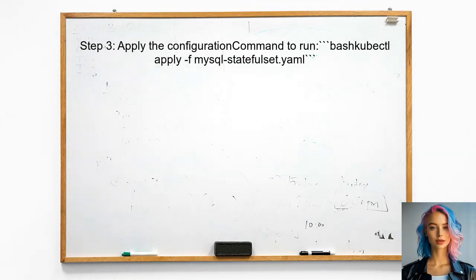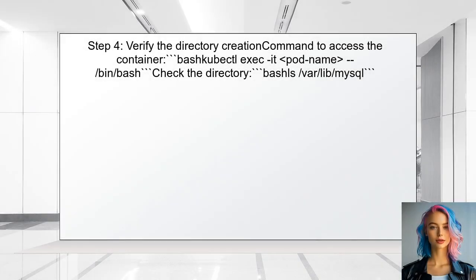After defining the stateful set, the user should apply the configuration using the command line. This will create the necessary resources in the Kubernetes cluster. Finally, the user can verify that the directory has been created inside the persistent volume by accessing the container and checking the specified mount path.